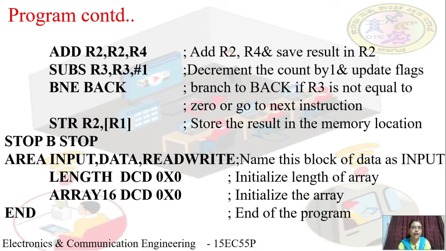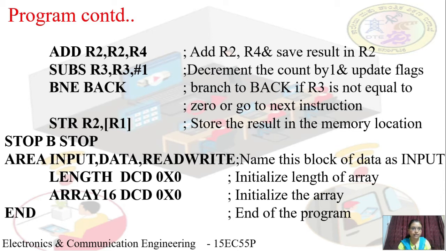Right. So next, ADD R2, R4. Here the contents of R2 and R4 are added and the result is stored back into the register R2. Previously R2 was initialized with 0. R4 is the value we took from the memory location as the first element, and that is added with R2 and stored in the register R2 itself.